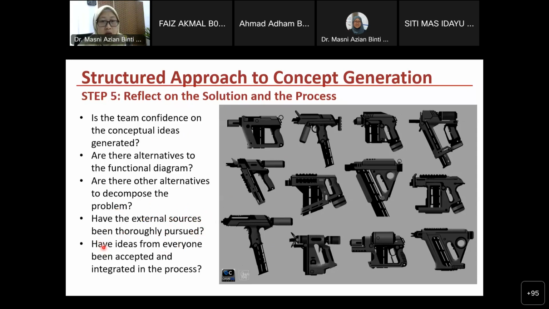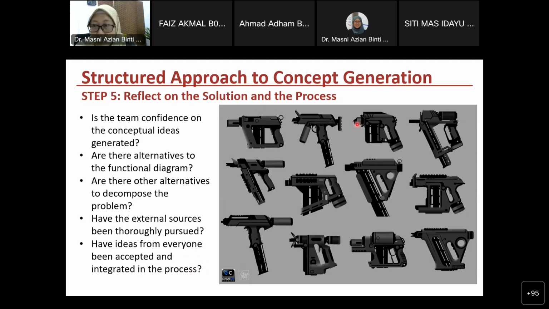Okay, so have ideas from everyone in your team been accepted and integrated in the process? So normally, if we want to create a win-win situation, we will pick and place lah everybody's idea into a single product. So that is like a win-win situation. Tak adalah dia kena reject habis idea dia. So maybe a certain component tu is a good idea from person A. Person B pula maybe in terms of design dia cantik. So you can combine the ideas into a single product.